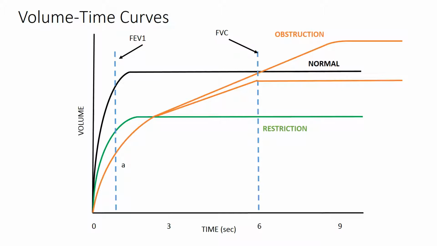At an arbitrary number of 6 seconds, we can measure patients' forced vital capacity, and it may plateau at this point, which can tell us what their vital capacity may be, or patients with obstruction may continue to exhale beyond the 6 seconds, and the forced vital capacity may actually underestimate their true vital capacity, which is at the point where their line plateaus.